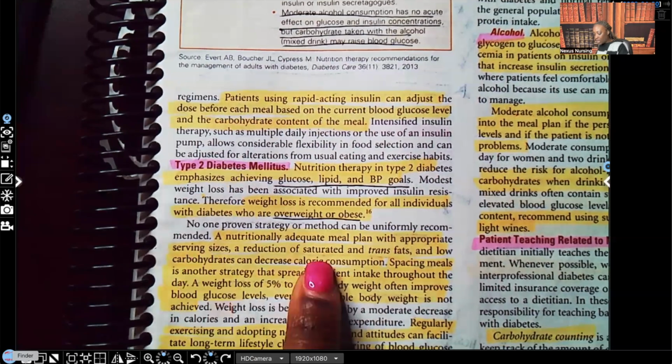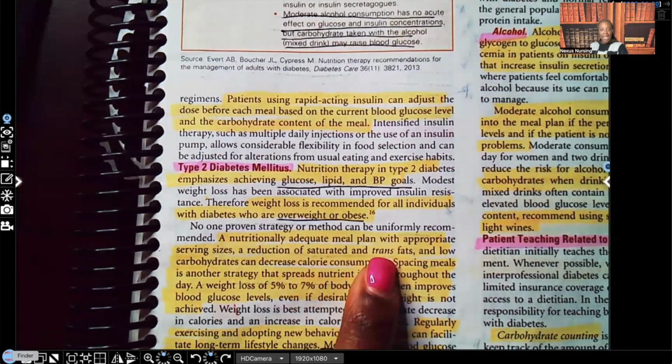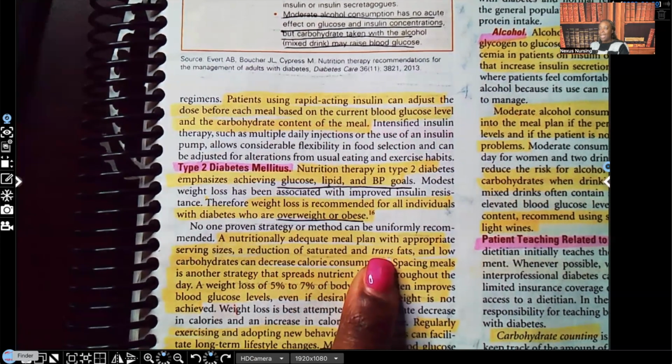A reduction in saturated and trans fats. How do we do that? We teach them to not eat anything that's fried. Instead of frying your food, what? Broil them or cook it in the oven. Stay away from anything that's been dipped in oil, fried, foods with high fat content.